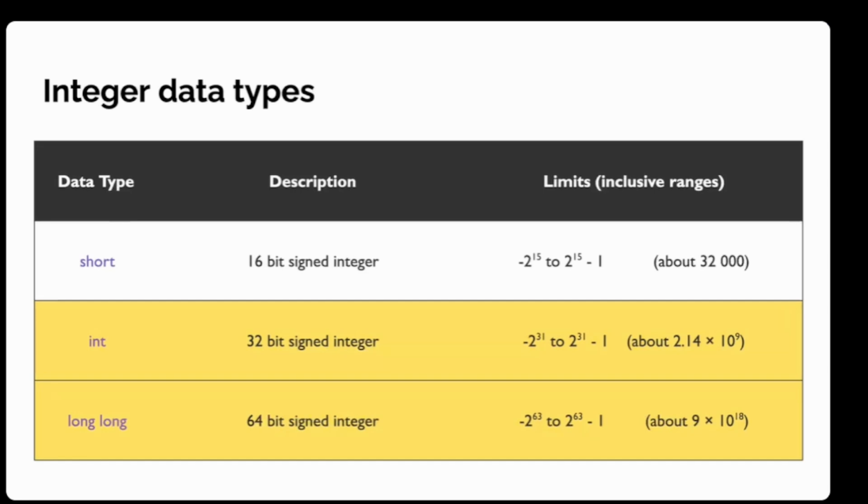So these are the three most common types. Short is bad. Why would you ever use short, honestly? It's a 16-bit integer. You can see the range on there, right? Int is 32-bit and long is 64-bit.